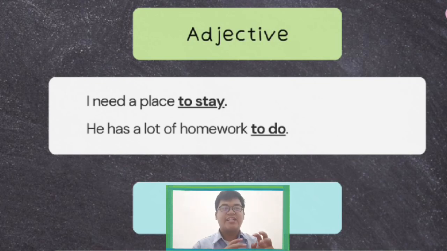Another example for adjective, we have the sentence: He has a lot of homework to do. Where is the noun? Homework. Where is the adjective? To do. So to do is to infinitive as an adjective that modifies the homework.